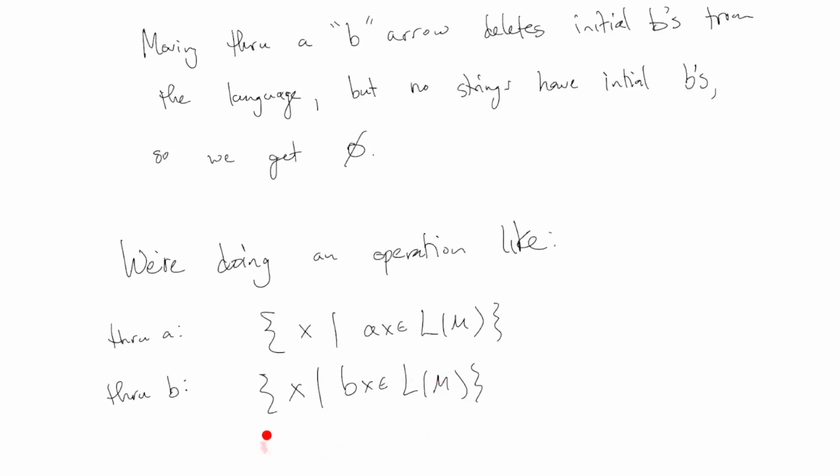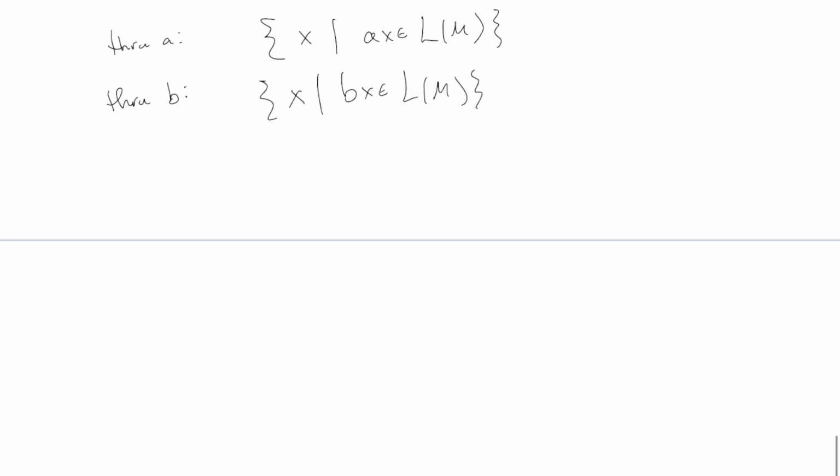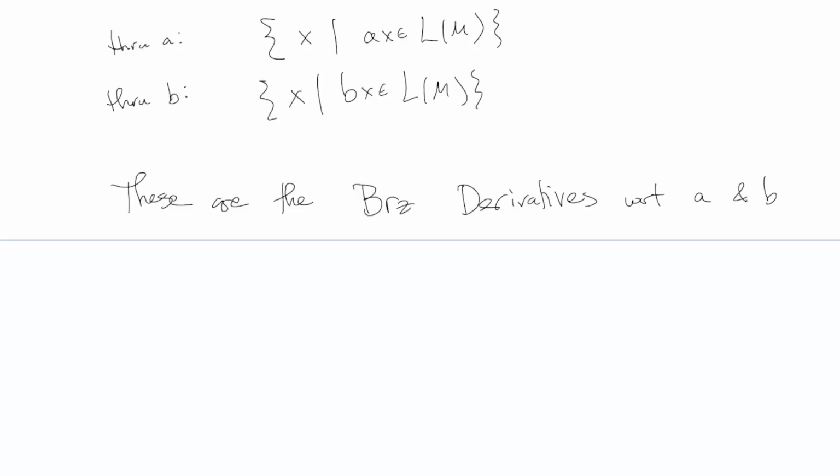Anyway, these sets are called the Brzozowski derivative. This is the derivative with respect to A, and this is the derivative with respect to B. And we write them in the way that everybody likes to write the derivatives. So these are the Brzozowski derivatives. Any of you speak Polish? Sorry, with respect to A and B. And we write it this way.